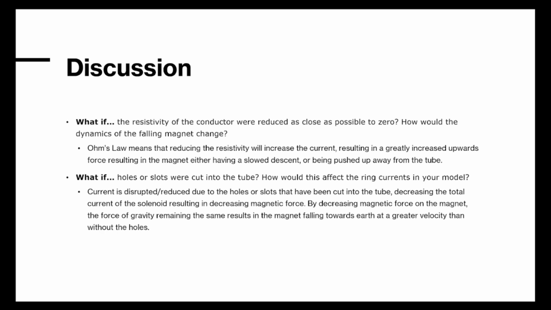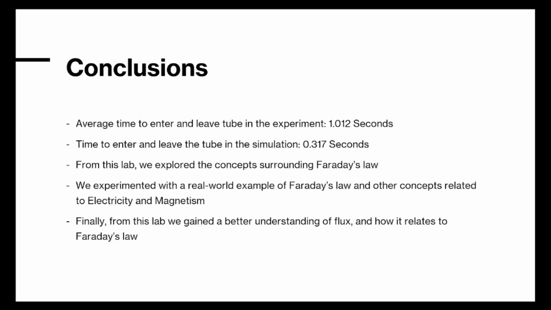So what if holes or slots were cut into the tube, and how would this affect the ring currents in your model? Well, current is disrupted and reduced due to the holes and slots cut into the tube, decreasing the total current of the solenoid, resulting in decreasing magnetic force. This would, of course, mean that the magnet has less force pushing it up. The force of gravity stays the same, so the magnet falls faster with the holes.